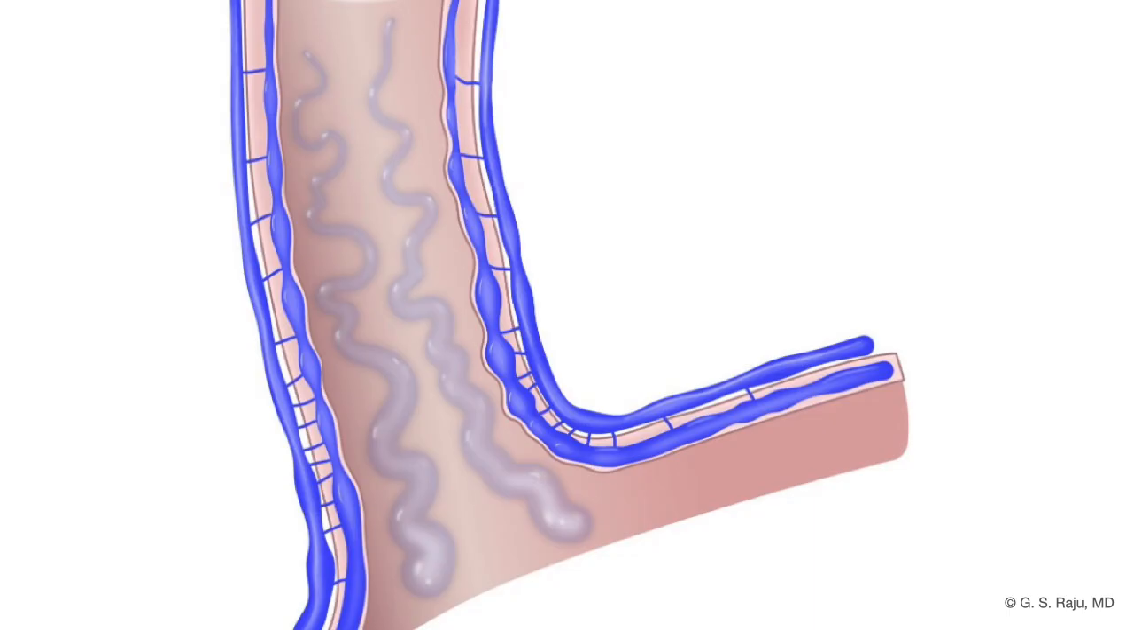So here is the anatomy I want you to look at. You have periesophageal veins, and from there, perforator veins feed the submucosal and mucosal plexuses of veins. Notice that the number of perforator veins is high, especially close to the GE junction.